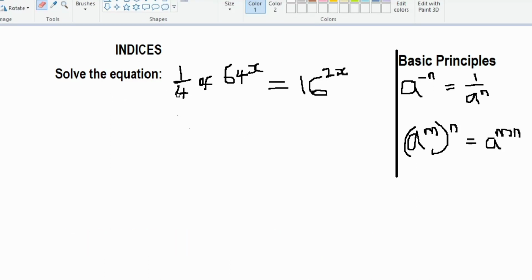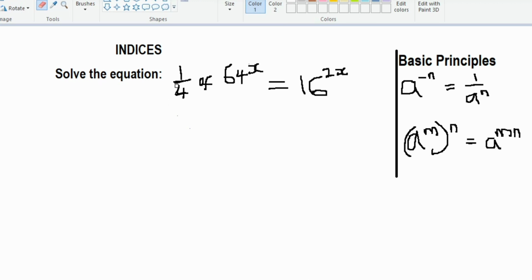Solve the equation in indices. 1 over 4 of 64 raised to power x equals 16 raised to power 2x. We want to bear this basic principle of indices in mind on the right hand side. a raised to power minus n is the same thing as 1 divided by a raised to power n.